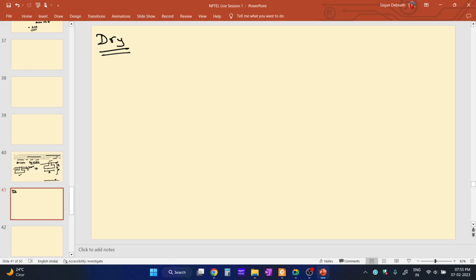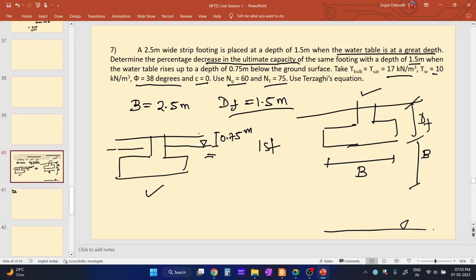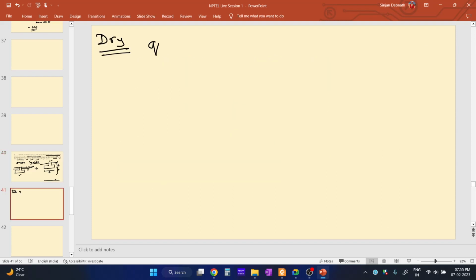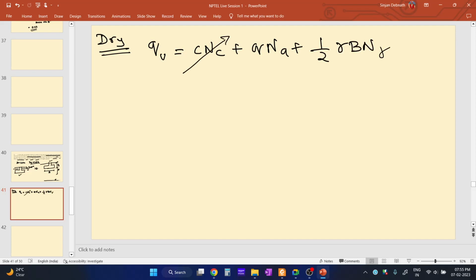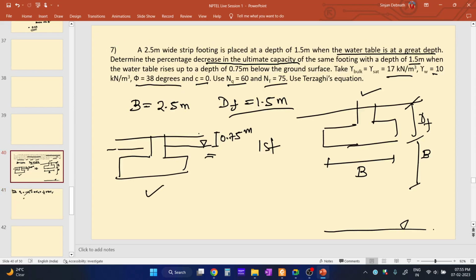What was the formula for the ultimate bearing capacity for sandy soil? It is q_u = cNc + qNq + half gamma B N gamma. C is 0, this is a sandy soil, so this part is 0. So q_u = qNq + half gamma B N gamma. What is the effective surcharge at depth Df over here?